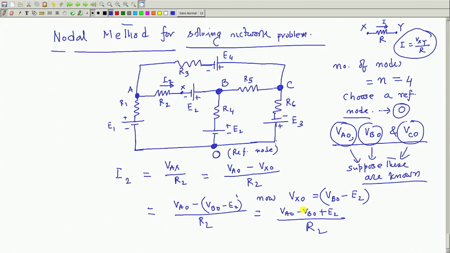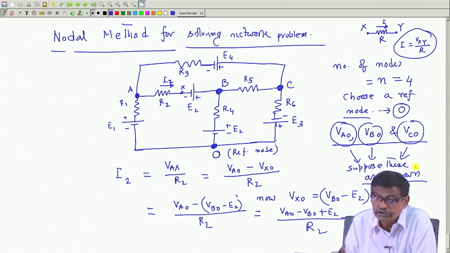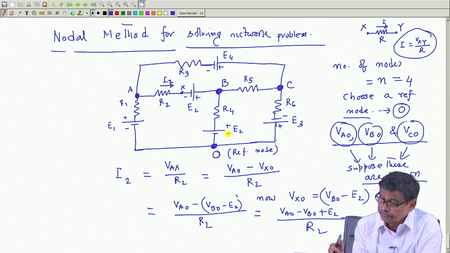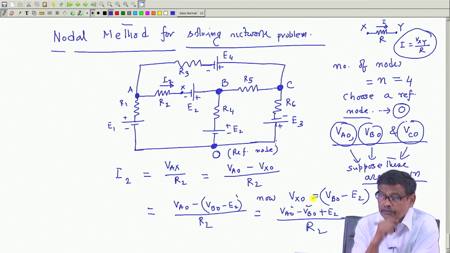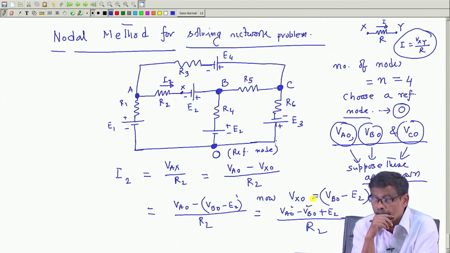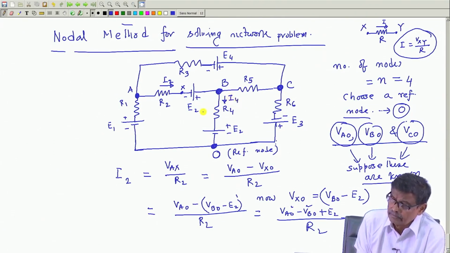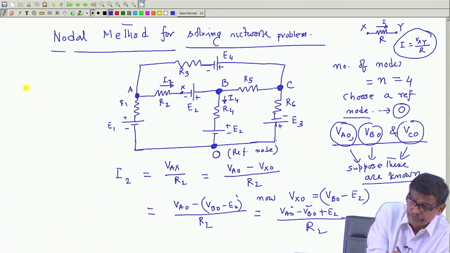So, can I not calculate I2? I have told you that I am supplying you the values of Va0, Vb0, Vc0. I2 can be expressed in terms of those, and E2 is after all a constant EMF value. So these things are known, and I2 can be calculated. Take another branch current, say this current is I4, and grab the resistance R4.